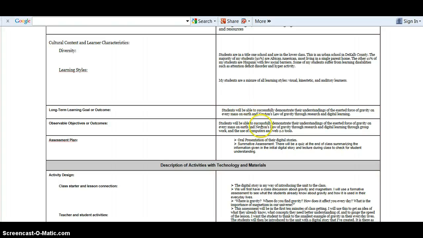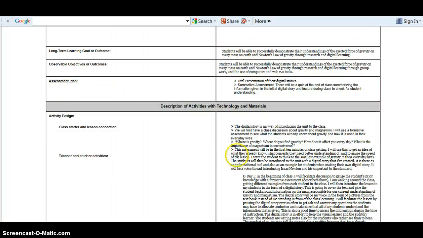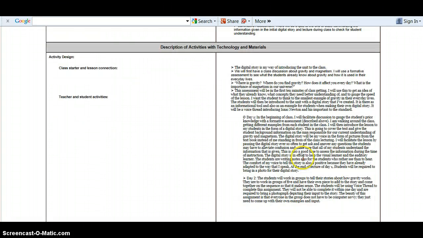Long-term goals: students will be able to successfully demonstrate their understanding of the exerted force of gravity on every mass on Earth and Newton's law of gravity through research and digital learning. At the end of this, I will assess them with an oral presentation of their digital stories to check their understanding. Does it make sense? And then the summative assessment: there will be a quiz at the end of the class, or at the end of creating their digital story, to check for their understanding also. So to get the class started, I would first start with a discussion.